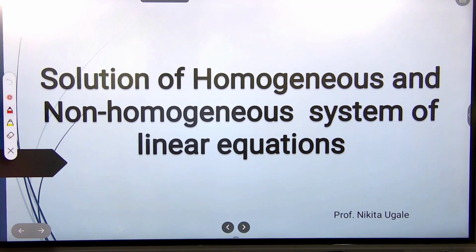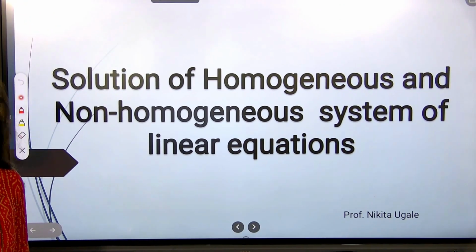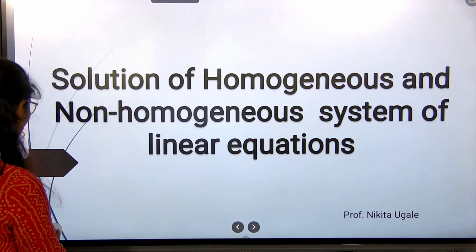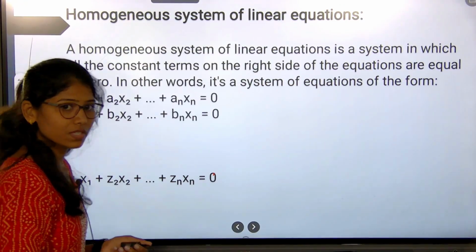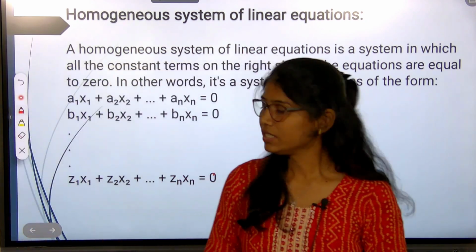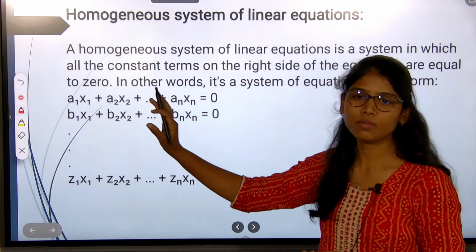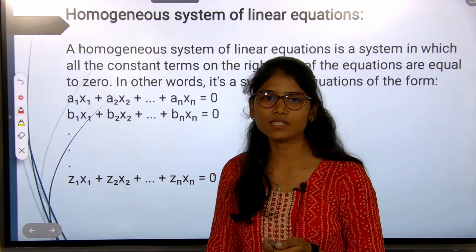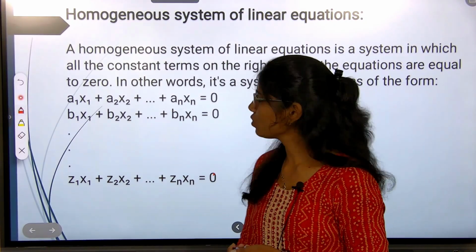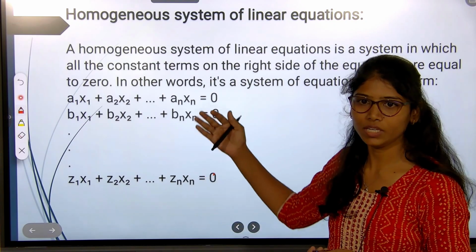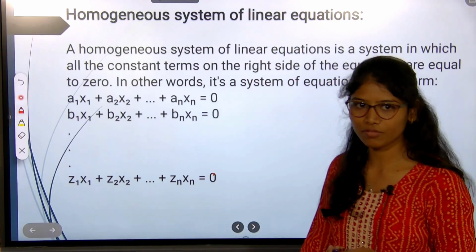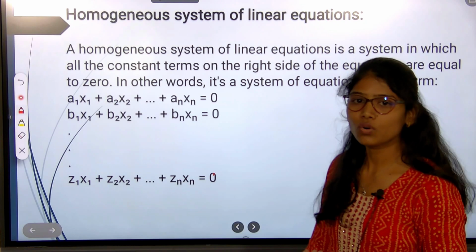Our topic is solution of homogeneous and non-homogeneous system of linear equations. So what is linear equations? Linear equation कशाला म्हणायचं? जर जे आपलं इक्वेशन आहे त्यामध्ये व्हेरिएबलची डिग्री जर 1 असेल तर त्याला म्हणायचं लिनियर इक्वेशन्स. So system of linear equations, many equations, many linear equations. Okay.